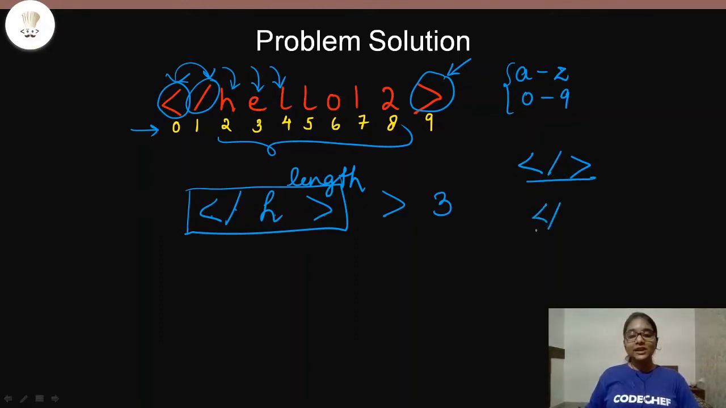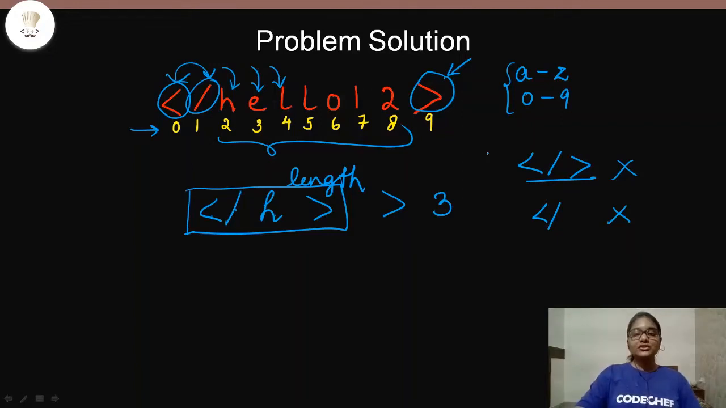If we have something like this, then again some critical things that an HTML tag needs are missing here. So again, this will also not be valid. All of these things will not be valid. So this is how you're going to solve this problem. These are the conditions that you need to check.